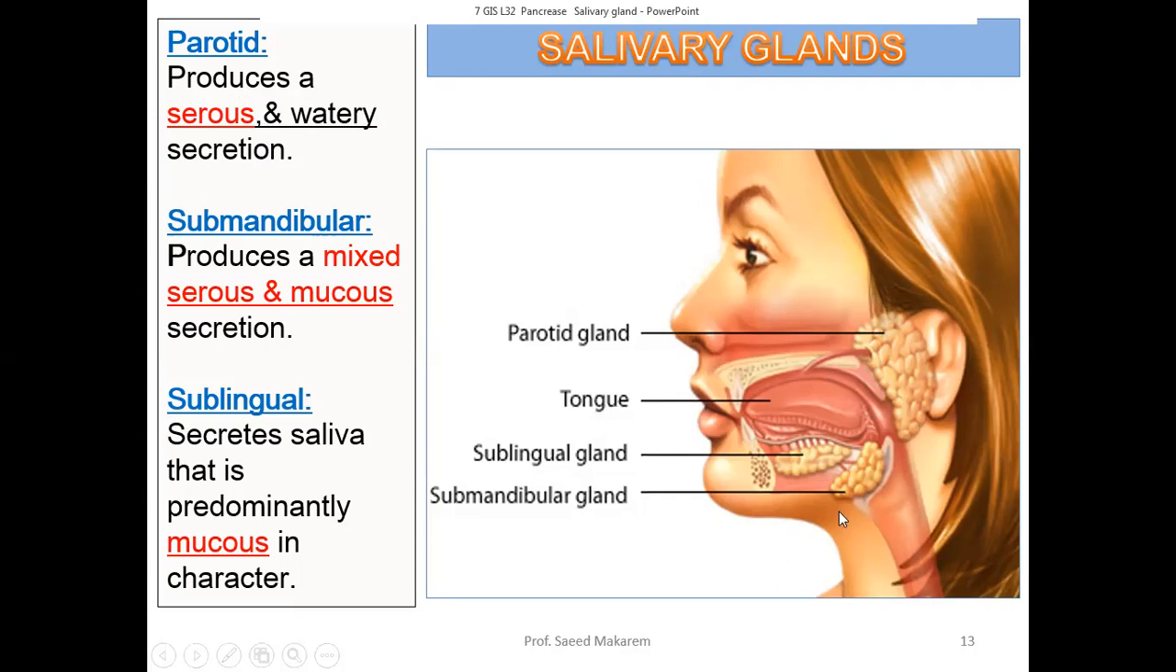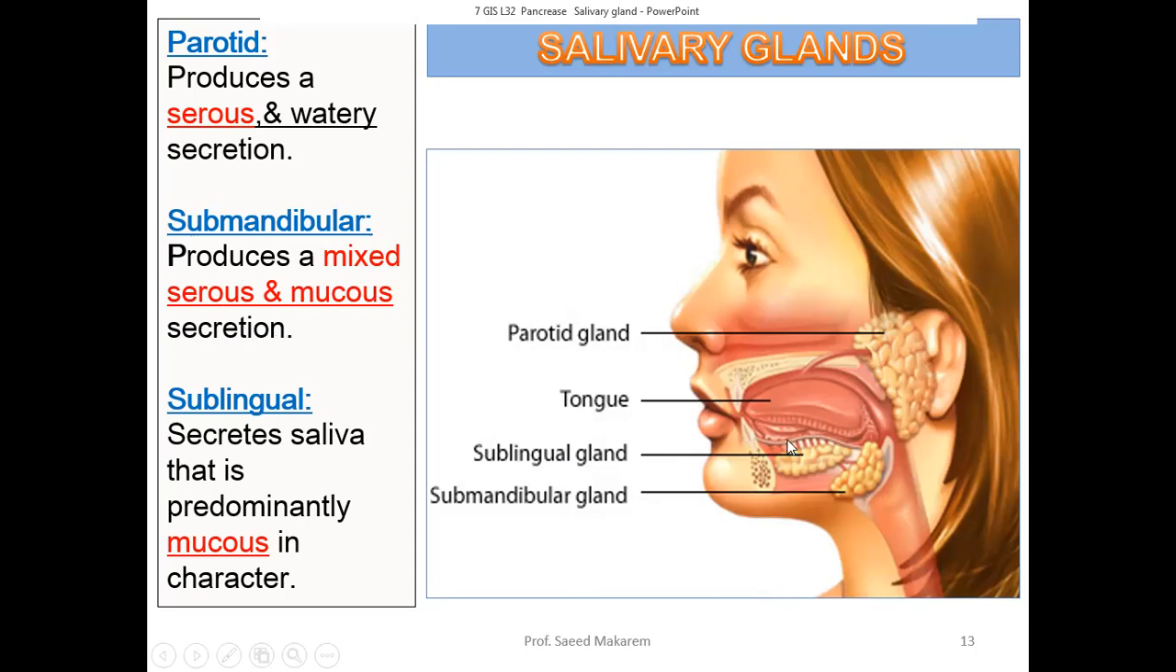Then we have the submandibular gland. This is the submandibular, below the mandible, which produces a mixed serous and mucus secretion. So this submandibular gland is a mixed gland. It is not a mixed gland in the sense of an exocrine and endocrine part, but it is the mixed type of secretion, that is serous and mucus. So this submandibular gland is totally different from the pancreas, which is also a mixed gland, but it includes the exocrine and endocrine parts. Here it is the exocrine part, but the type of secretion is of two types, serous as well as mucus. So it is called a mixed gland.